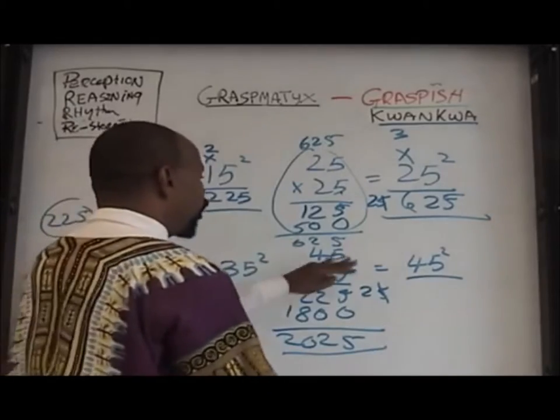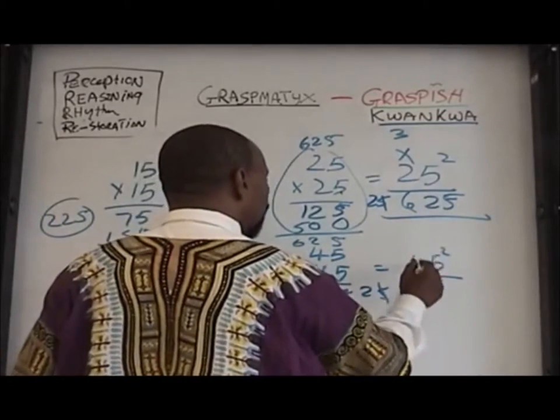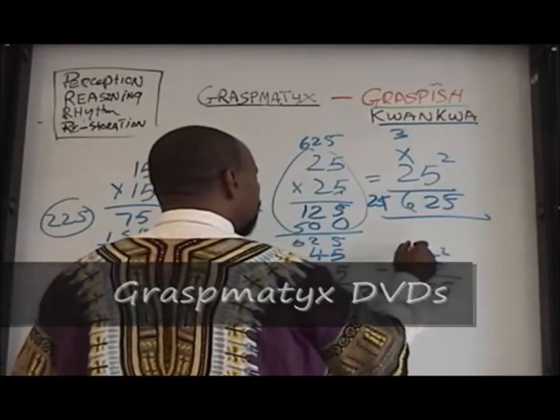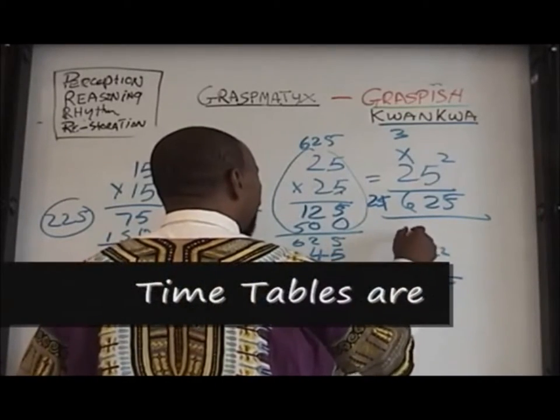Great. But over here we go this way. The next, we know the answer is going to end in 25 because the square is ending in 5. The next larger number to 4 would be 5.